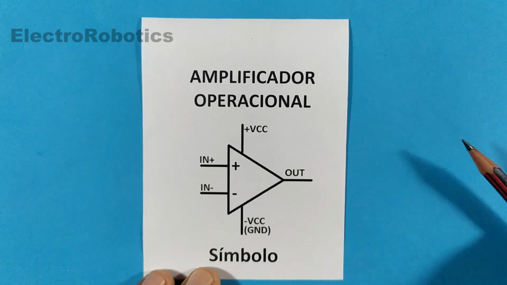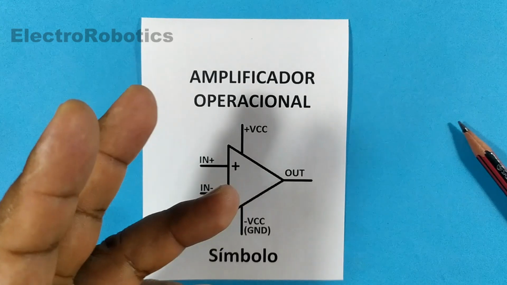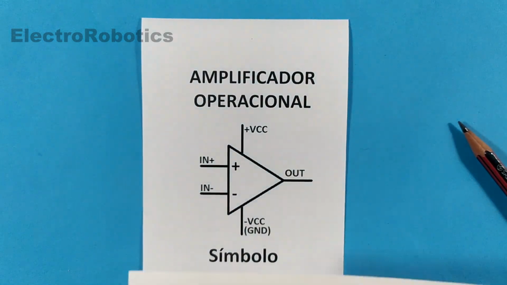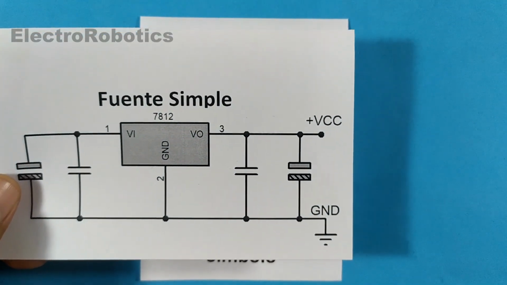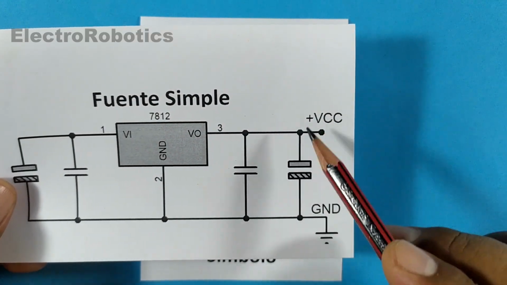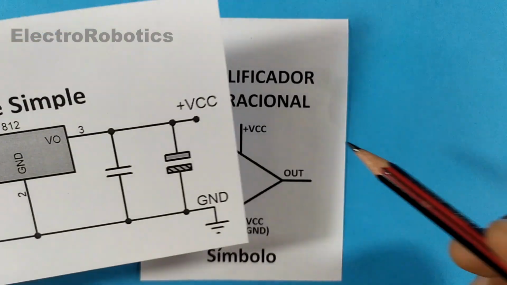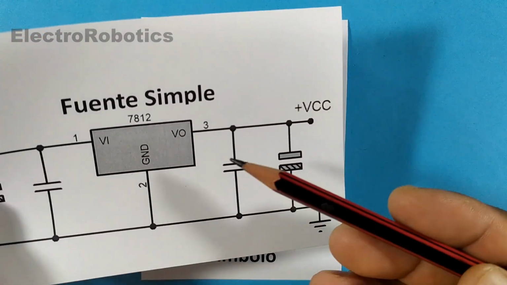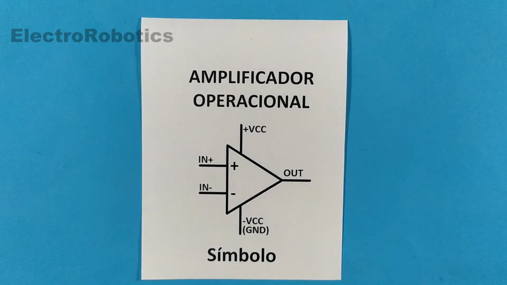The minus VCC means that it works with a symmetrical source, and when it says GND, it means that it can work with normal sources. What is the difference between a symmetrical source and a normal source? This is a normal source, the one we almost always use in projects. In it we have a regulator that gives us positive and GND or negative. That is to say, the operational amplifier can work with a simple or normal source. However, it can also work with symmetrical sources.